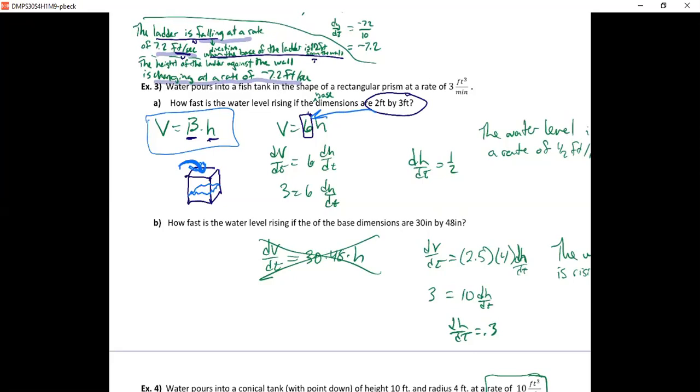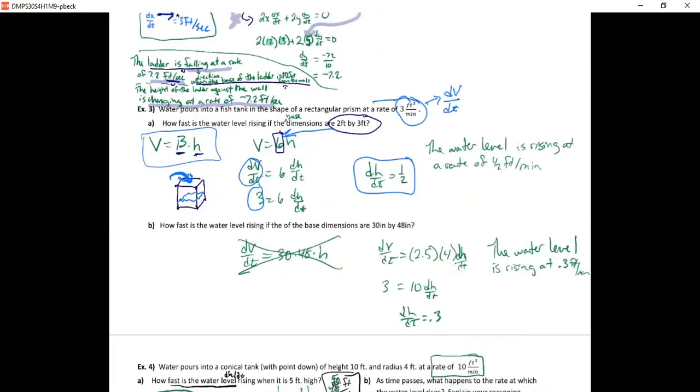This is something I skipped over. This 3 cubic feet per minute, the fact that this is cubic feet per minute tells me that this is going to be my change in volume with respect to time. That's why dV/dt is 3 over here, and then dh/dt is always going to be a half, meaning the water level is rising at a rate of 1/2 feet per minute.